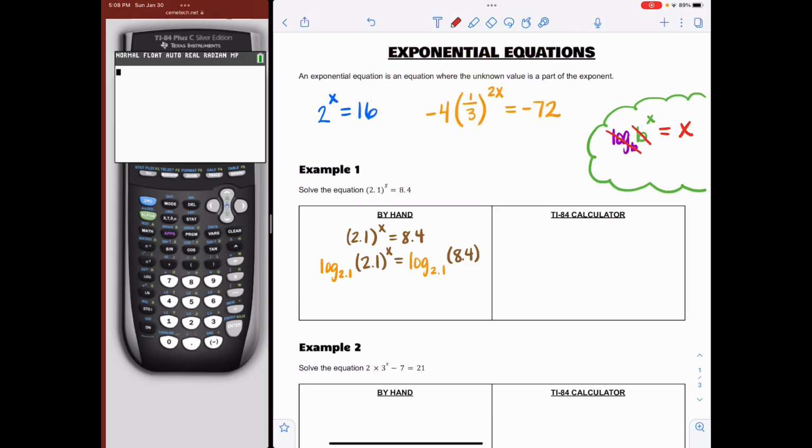When I do that, the base of the log and the base of the power are going to cancel out. So now I know that x is approximately, and in order to put this into the calculator, I'm going to press math, go to log base. It's going to be log base 2.1 of 8.4. And I will end up getting approximately 2.87.